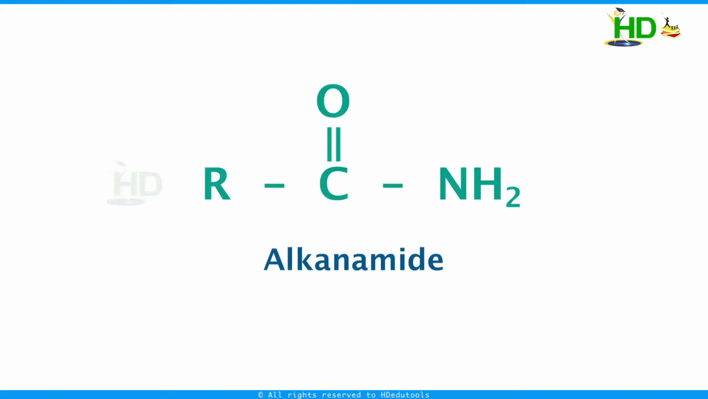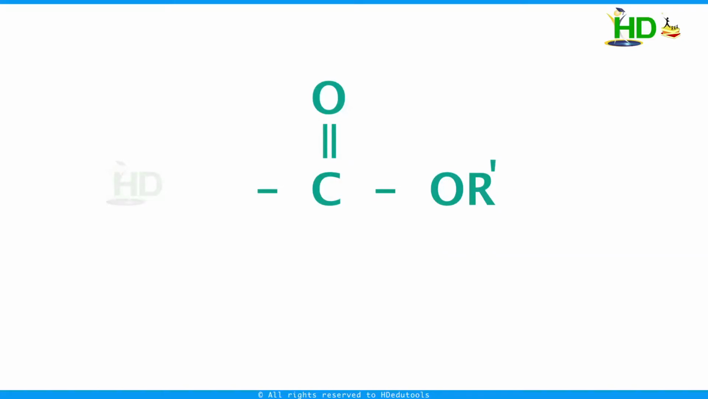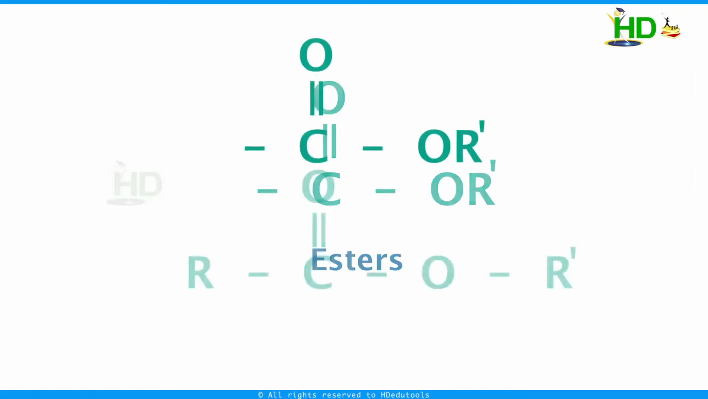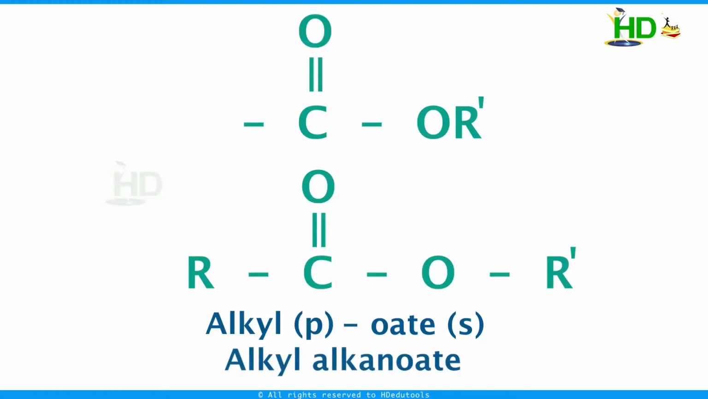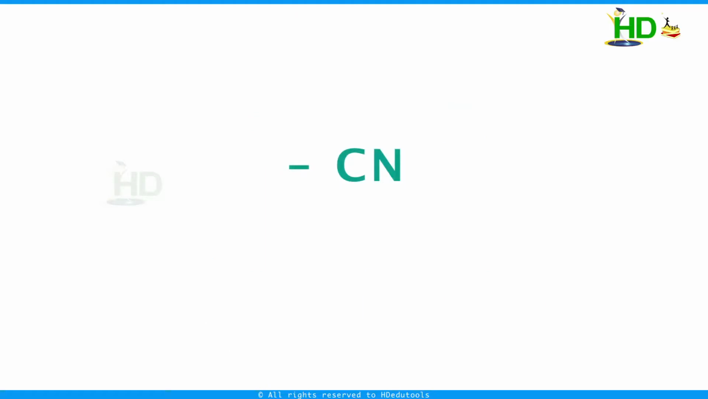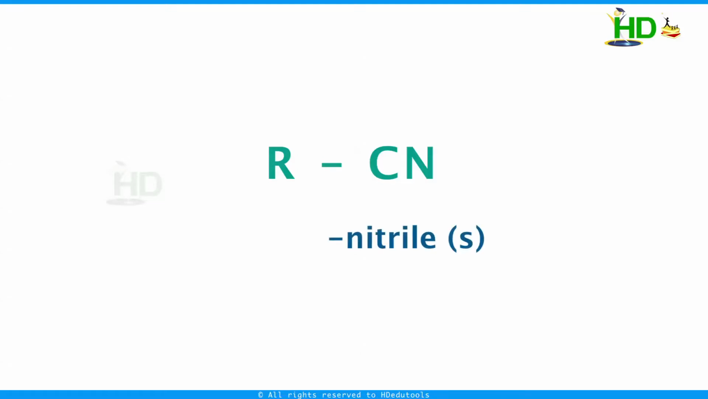And if a group COOR, this is related to esters. If an ester is there, then the general formula related to this is RCOOR'. Now this is alkyl, that is a prefix, and related to esters, oate is used as a suffix, and the compound is alkyl alkanoate. And if the functional group is CN, this is related to cyanides. The general formula is RCN. The secondary suffix we use is nitrile, and the compound related to this is alkane nitrile.